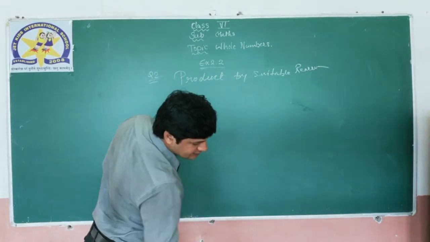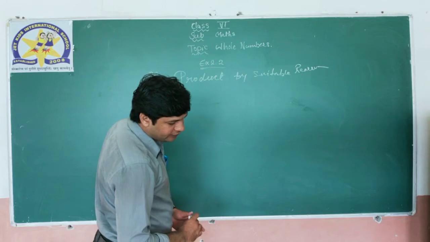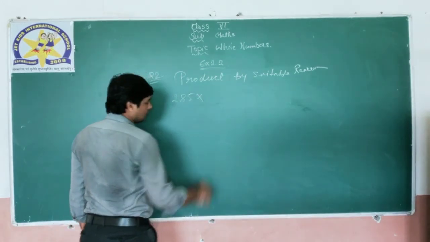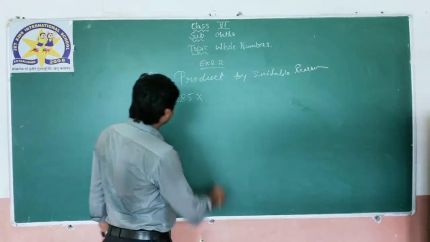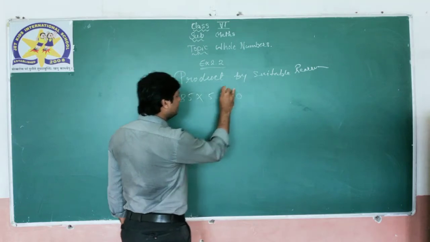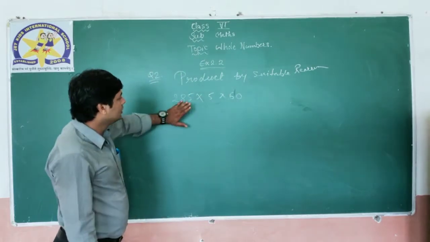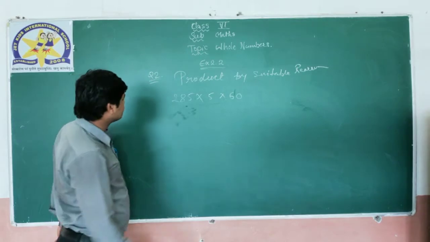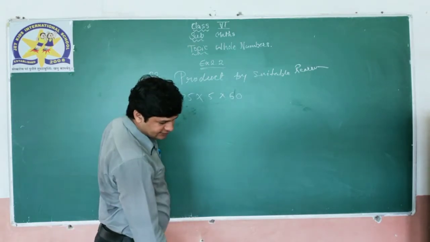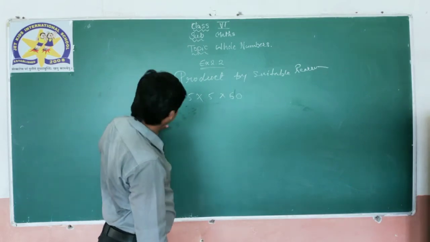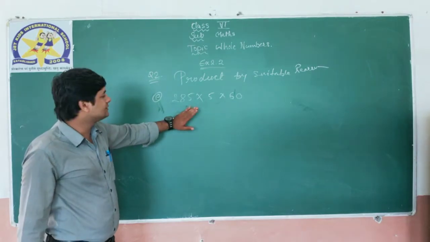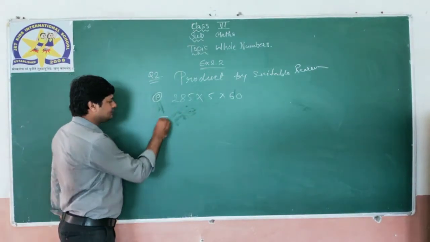Next question is 285 multiplied by 5 multiplied by 60. Now pause this video and try to solve it. Pause this video, solve this, and check your answer now.